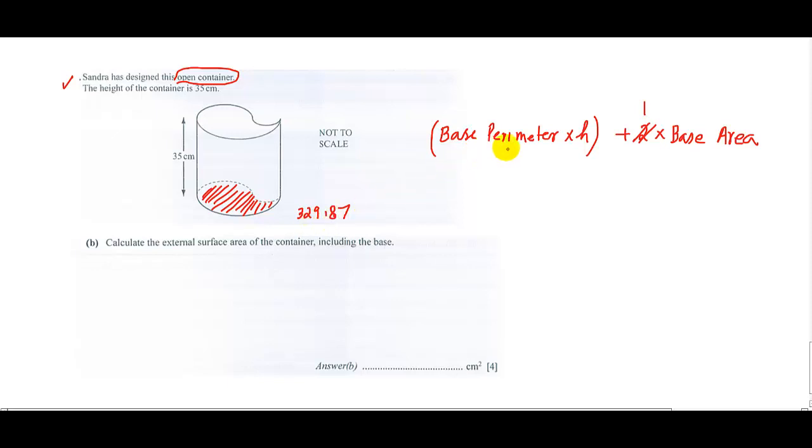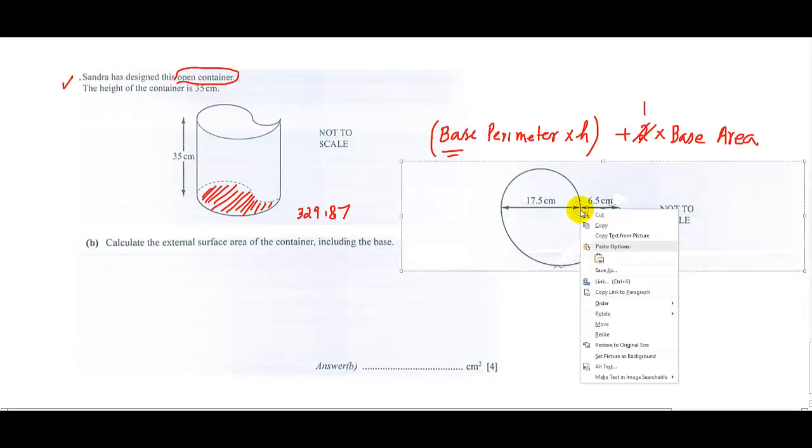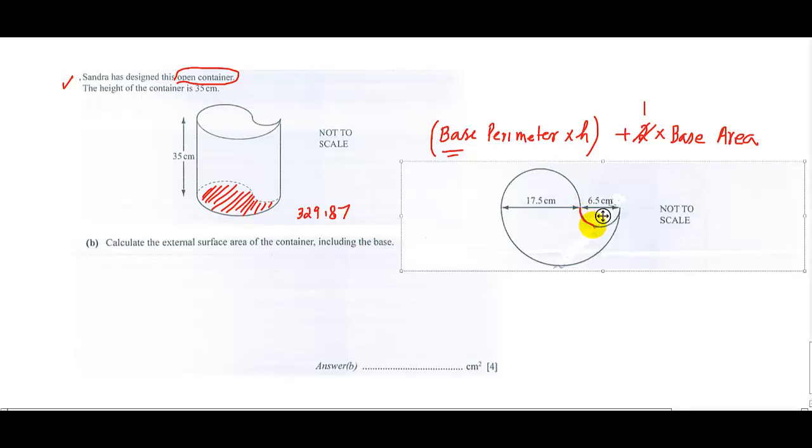Now we have to find the perimeter of the base, that is the cross section. Base is also called cross section. So we have to find the perimeter of this cross section. This was the shape of the cross section, and to find the perimeter, we need the length of the outer boundary. We have to find the boundary of this area.